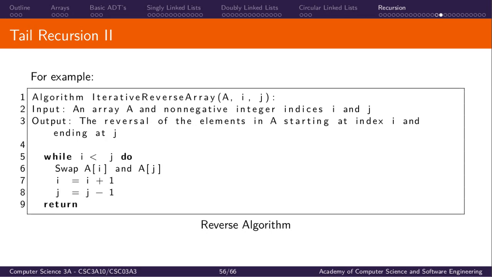So this works, it does the exact same thing, and it will use fewer resources because it just iterates this loop over and over again instead of creating a new instance of the method and using more space.